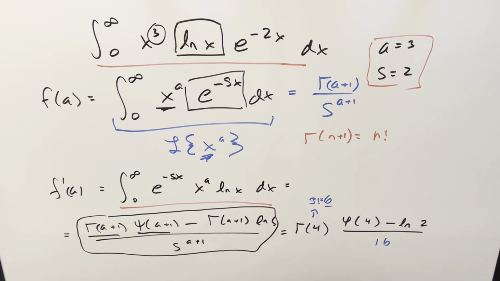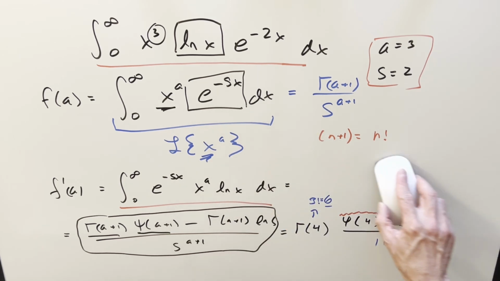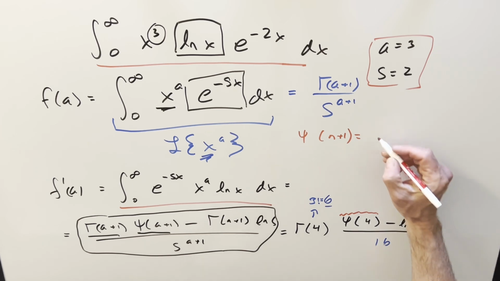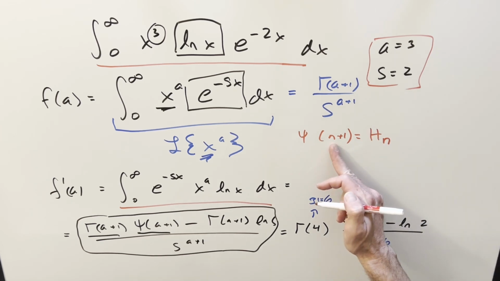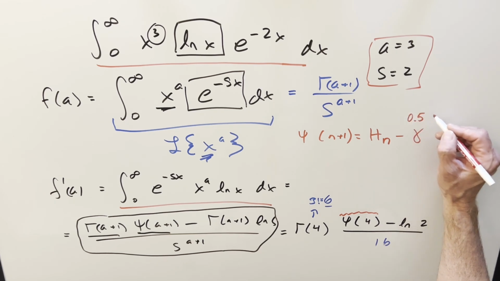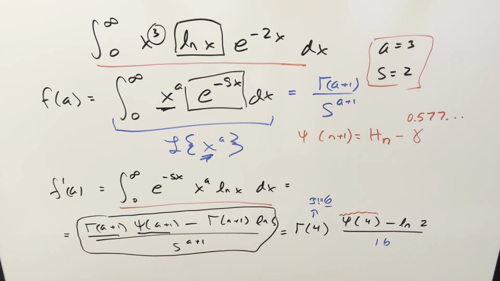Then next I want to deal with digamma of 4. It's something kind of similar. We have a recursive formula. It's not going to be as clean as the factorial. For this, when n is an integer, like we have it here, it's more complicated if it's not an integer, but we're lucky it's an integer. So for digamma of n plus 1, this is going to be the same thing as the harmonic number of n, minus the Euler-Mascheroni constant. This is something like 0.577.